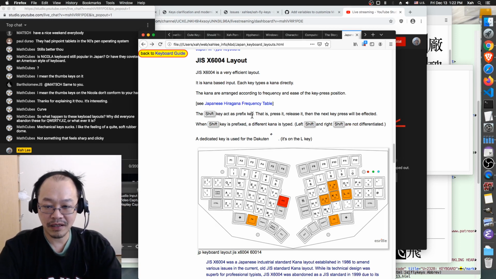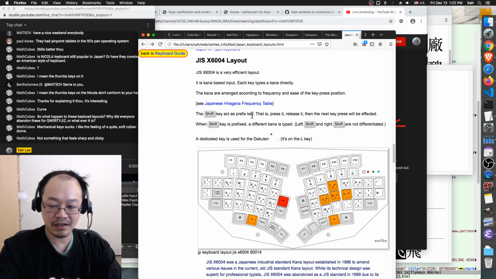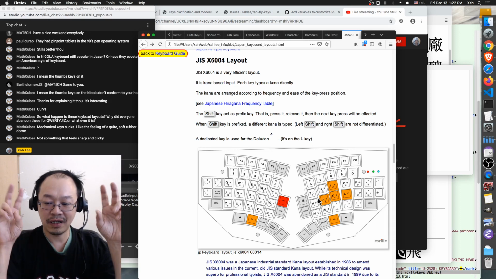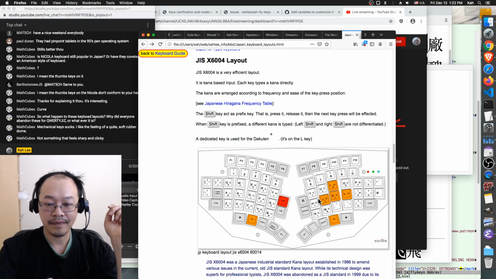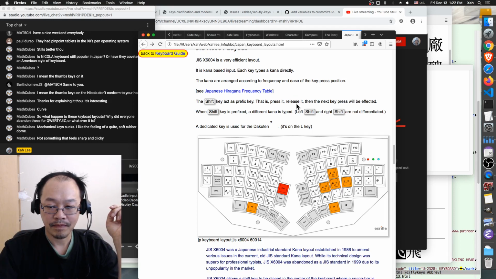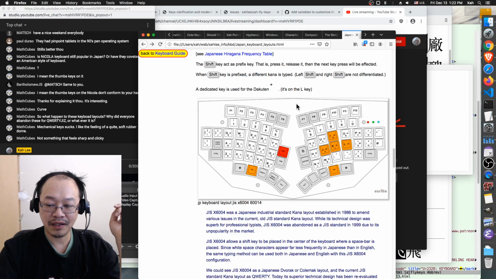okay, this system is Kana based. So that means when you type a key, it enters a Kana directly. And the Kana is arranged efficiently. The most frequently used are placed on the home row, by the index, by the strong fingers. Okay, and there's a twist.